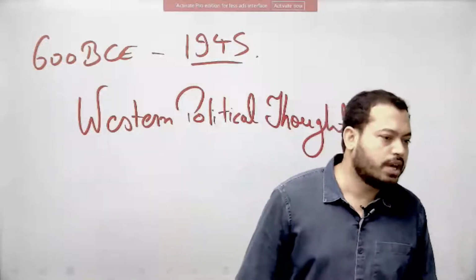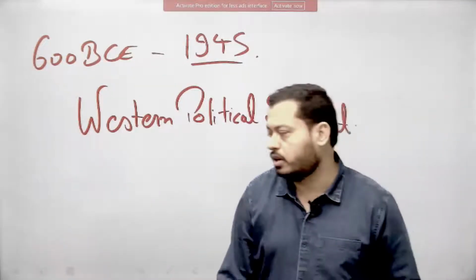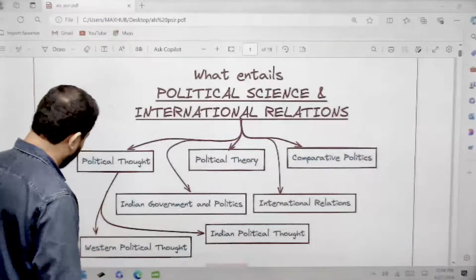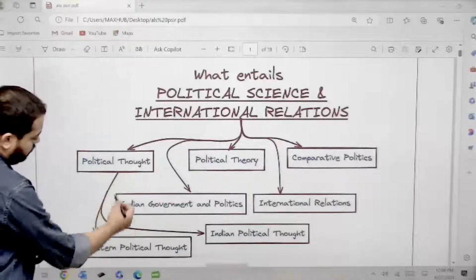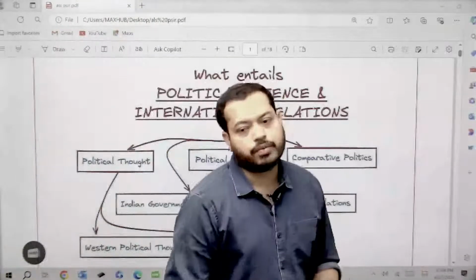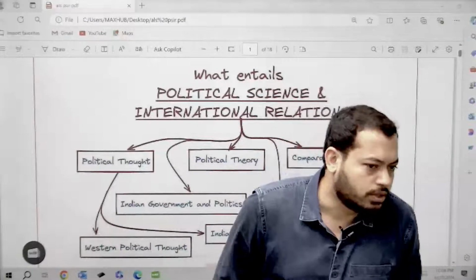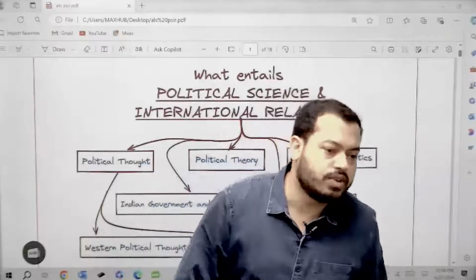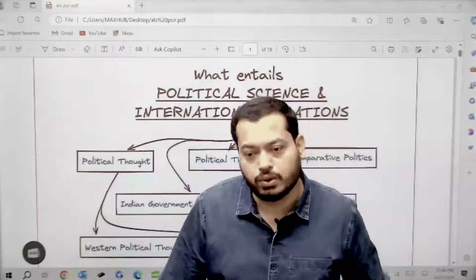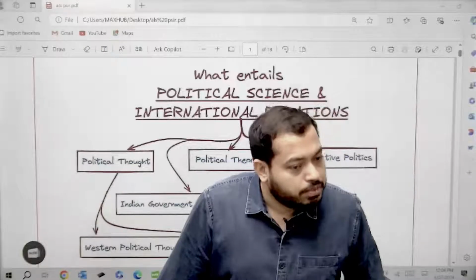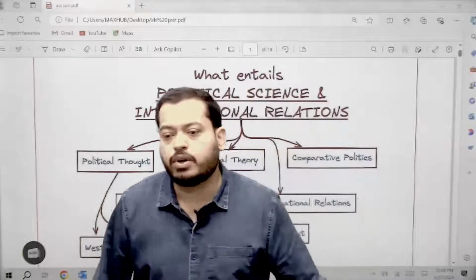Once you are done with this concept of Western political thought, you also need to focus on Indian political thought. You will see that you have Western political thought, and then you have Indian political thought. Now, what is Indian political thought? Understand this: we have to emphasize the Indian way of life also. And why is it important? Any idea why Indian political thought is important?